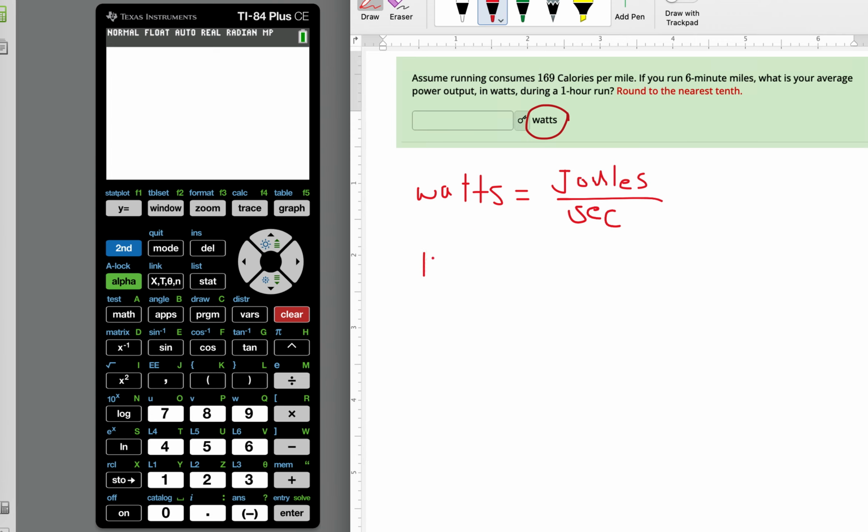They give us 169 calories per mile. So somehow I need to transform this into joules per second. We know that 1 calorie is equal to 4184 joules.